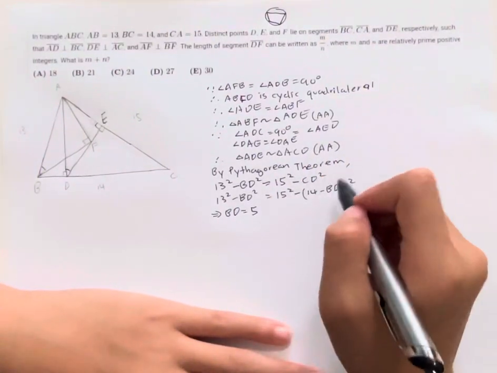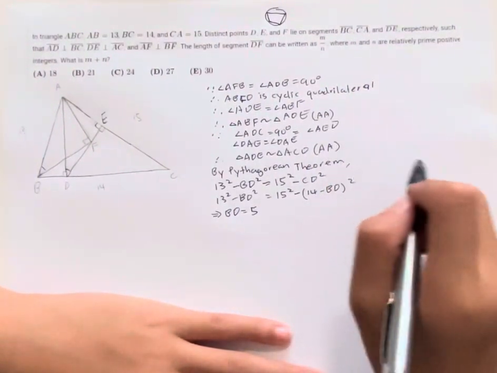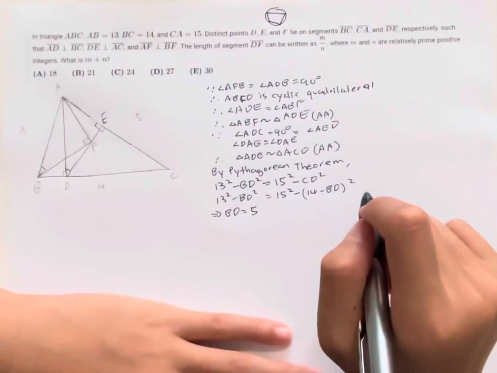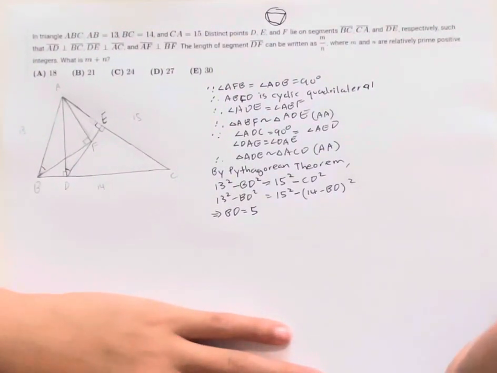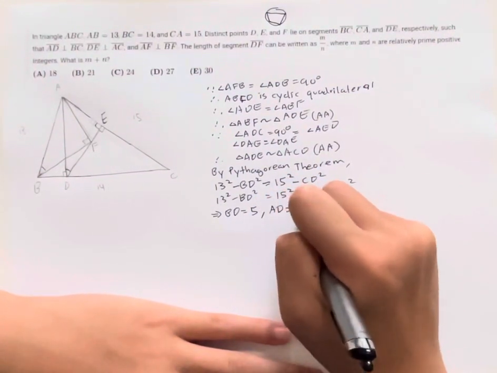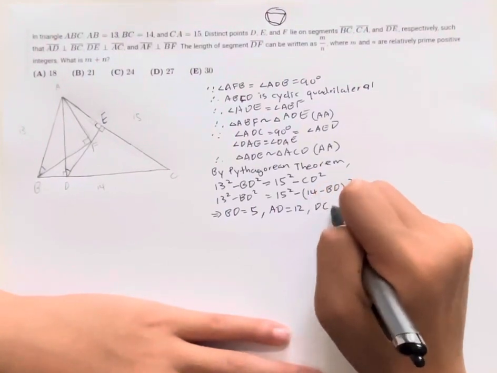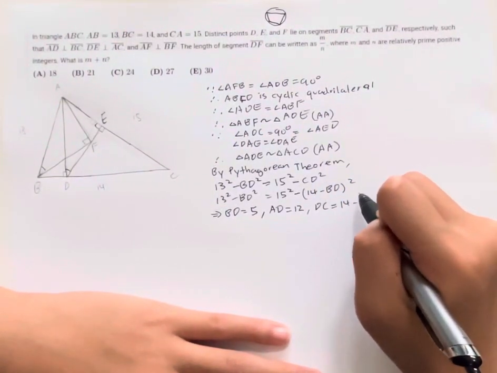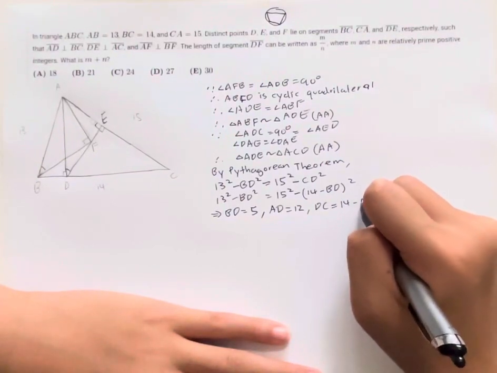And then 15 squared minus 9 squared is also equal to 12 squared, since 14 minus 5 equals 9. So we can get that AD equals 12. And then, of course, DC equals 14 minus 5, which equals 9.